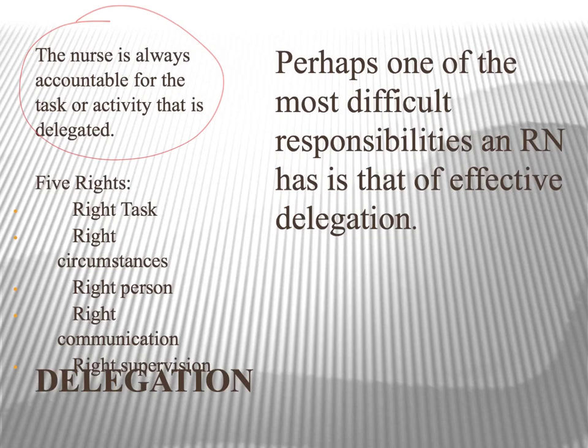Right circumstances: the patient care setting and resources are appropriate for the delegation. So the unlicensed professional has to have the appropriate tools and things like that. Right person: that means they're competent to perform the delegated task or activity.